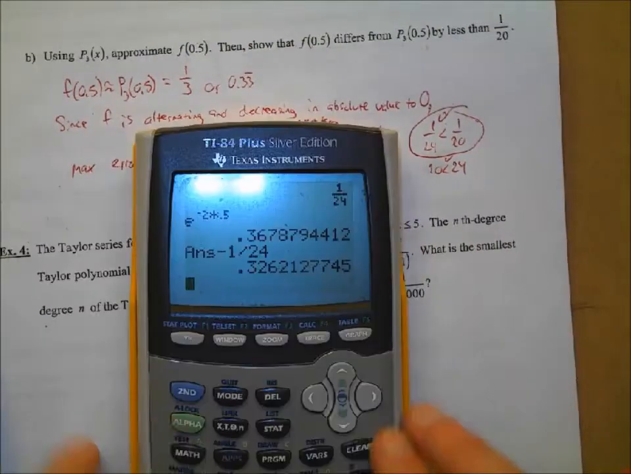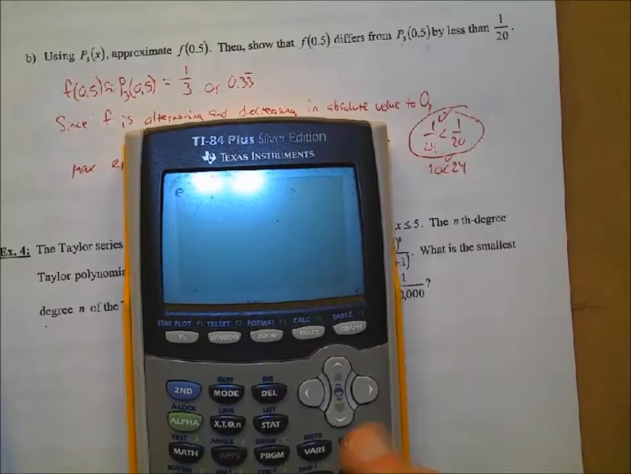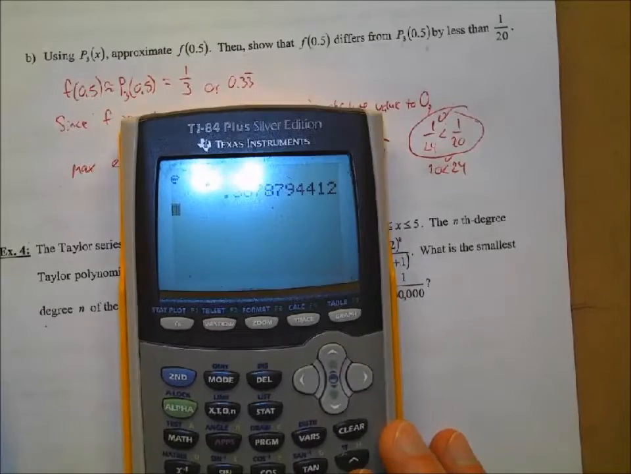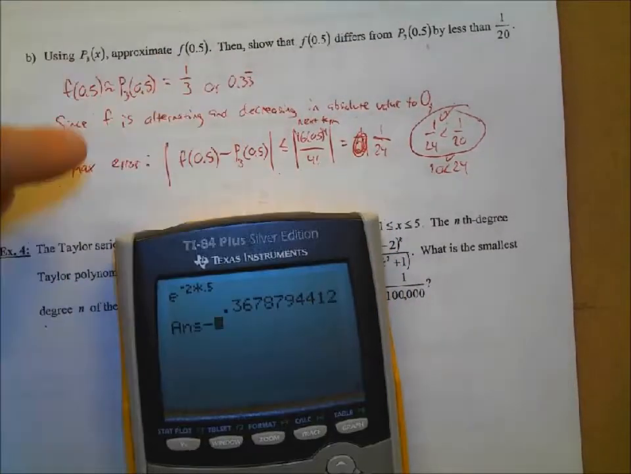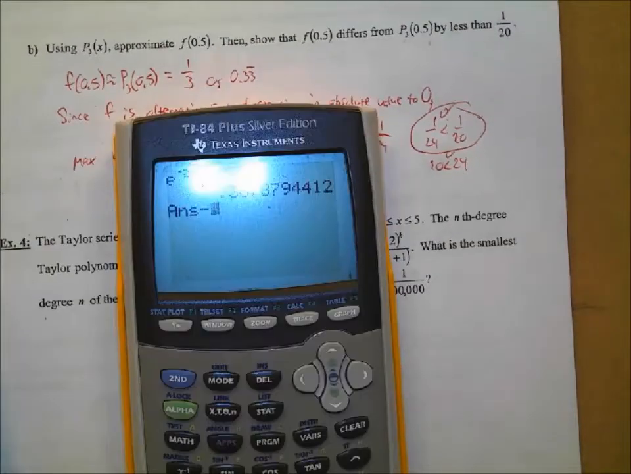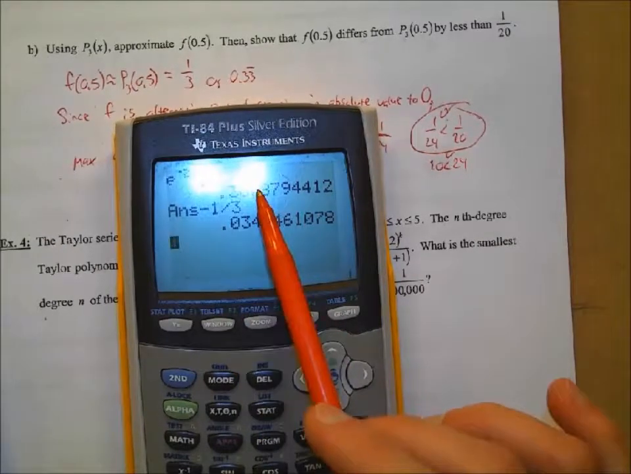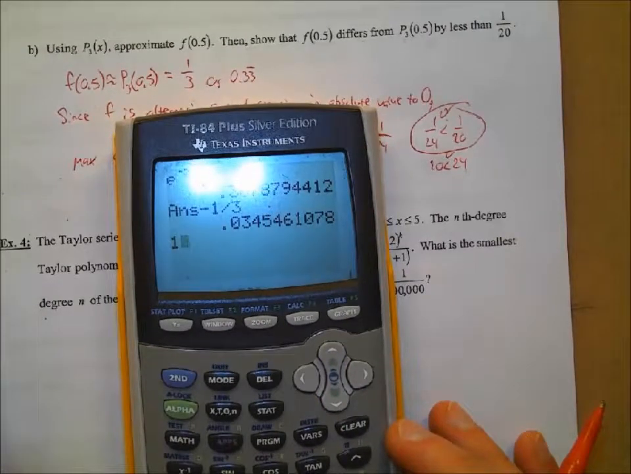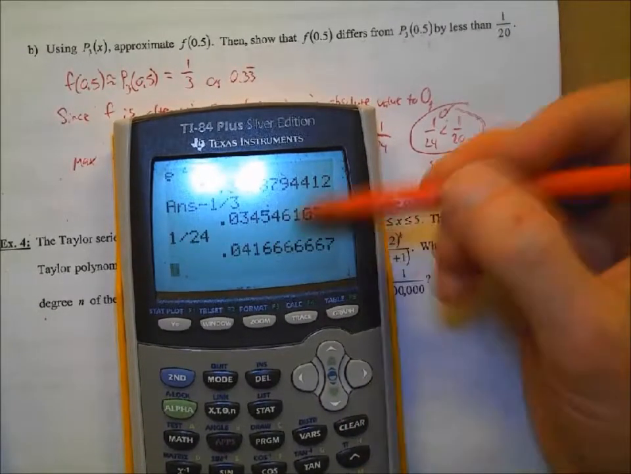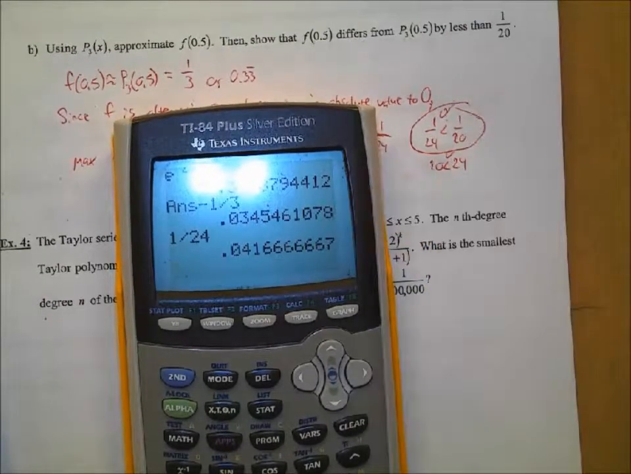I'm sorry, I did the wrong thing. So e to the negative 2 times 0.5. There's the actual value of e to the negative 2 times 0.5, and we'll subtract our estimate value of 1/3 there. So there's the actual error, from the actual value subtracting away our estimate, and what we said would be the maximum error was 1/24. You can see that the actual error is going to be less than our maximum error.